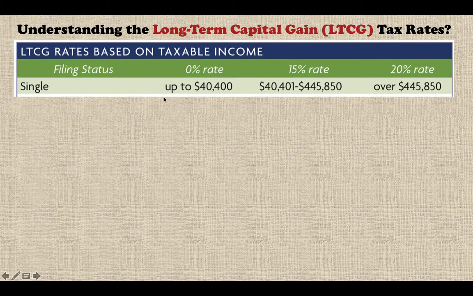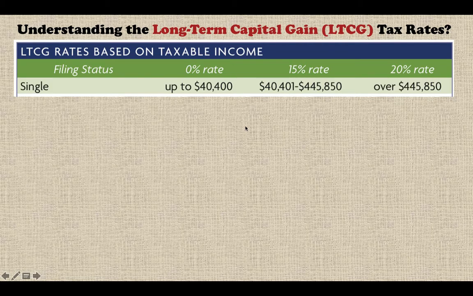So this is the long-term capital gain rate for a single filer: 0%, 15%, and 20%. Those numbers are based on the filer's taxable income. Let's say the filer's taxable income is below 40,400. Then any long-term capital gain will be taxed at 0%, which means you pay $0 on the long-term capital gain.